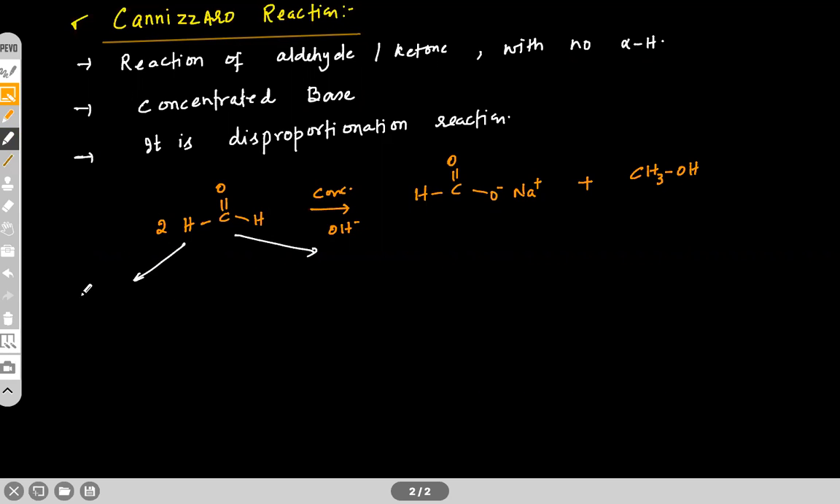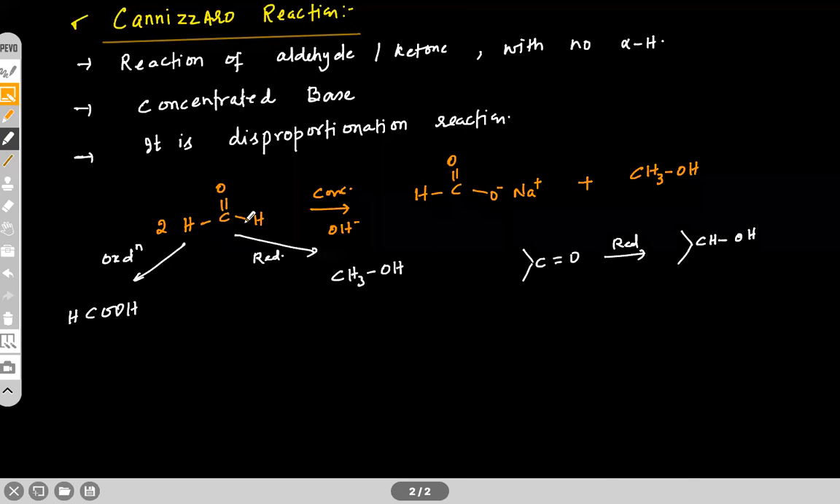So one molecule goes under oxidation, so it forms acid, that is HCOOH. Right? This is oxidation. This one goes under reduction and this converts into an alcohol. So CH3OH. Keep that in mind. C double bond O on reduction converts into CHOH. So instead of C double bond O, I have written CHOH. 2 hydrogens are already present, so CH3OH. This is how the product will be written.